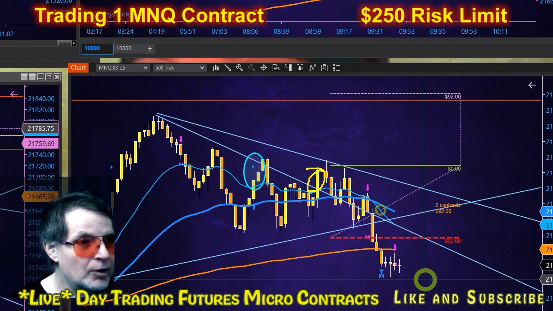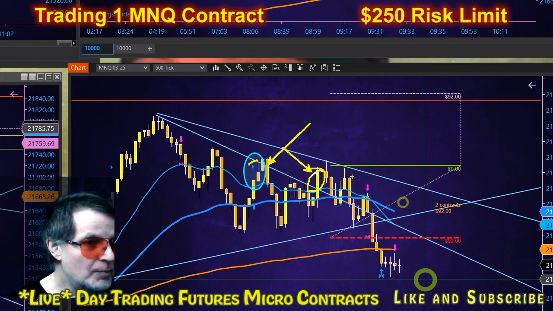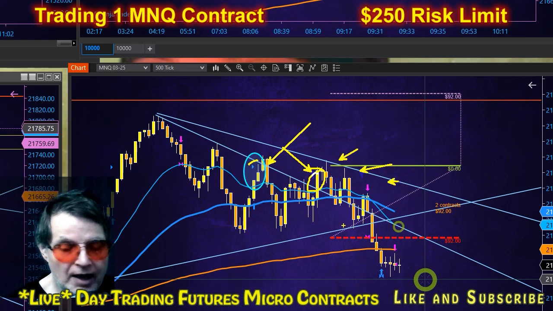The strong candle here would have been good. This candle right here was good. That was good. And it just started making lower and lower and lower highs.